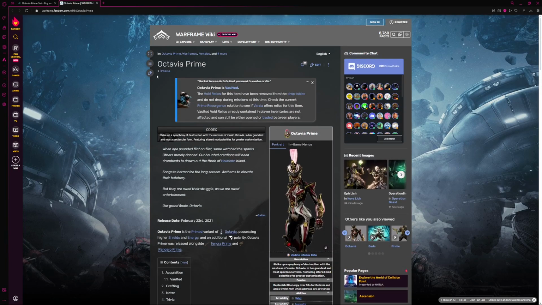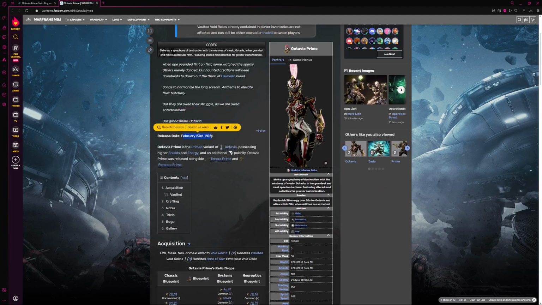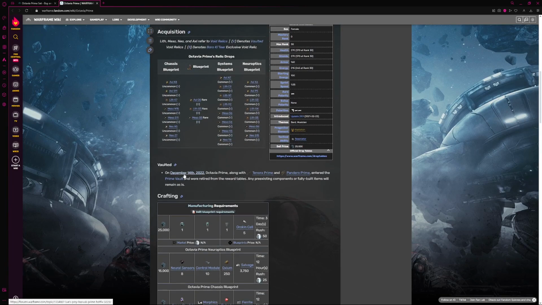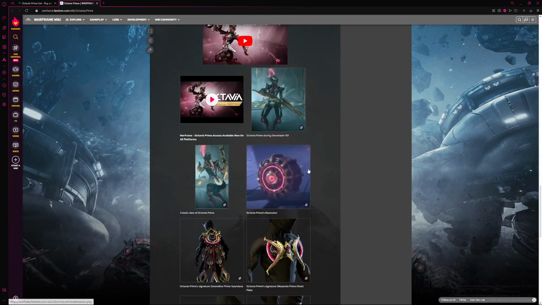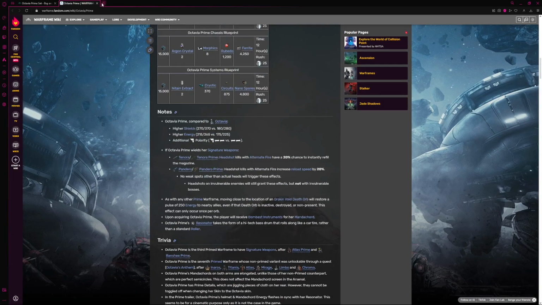Anyway, so then you can go to the wiki from it, and it'll tell you, hey, the void relics for this item have been removed from the drop tables. You can still trade or open the ones that you have, right? She was released February 23rd, 2021. And when was she vaulted? December 14th, 2022. So she might be coming back soon. Maybe not, I don't know. But yeah, that's how that works. It's a pretty fun system.